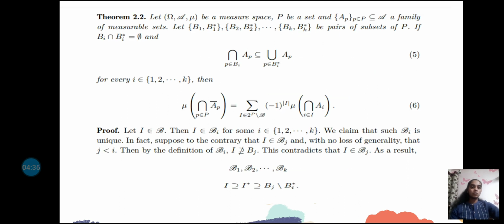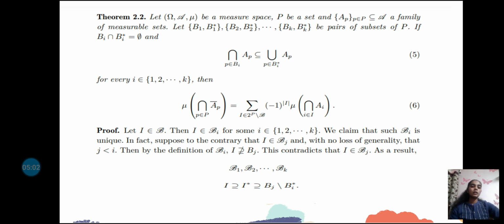Theorem 2.2. Let (Ω, A, μ) be a measure space, P be a set and {A_p} be a family of measurable sets. Let (P_1, P_1 star), (P_2, P_2 star), ..., (P_k, P_k star) be pairs of subsets of P. If the intersection of P_i and P_i star is empty, then the formula holds.